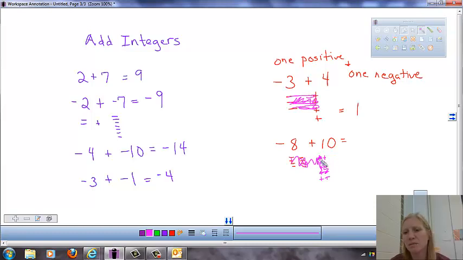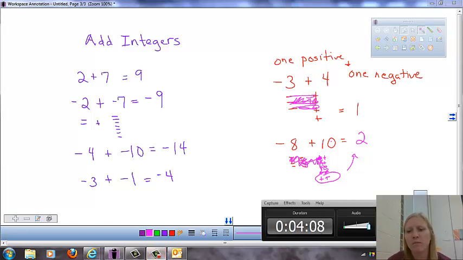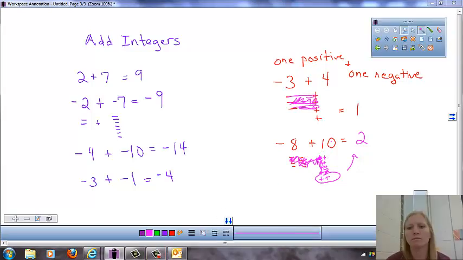Subtract 8 of them away. So 10, just like you were subtracting, you're going to subtract 8 of them away. 10 minus 8 is not negative 2. You get positive 2. Not negative 2. Positive 2.